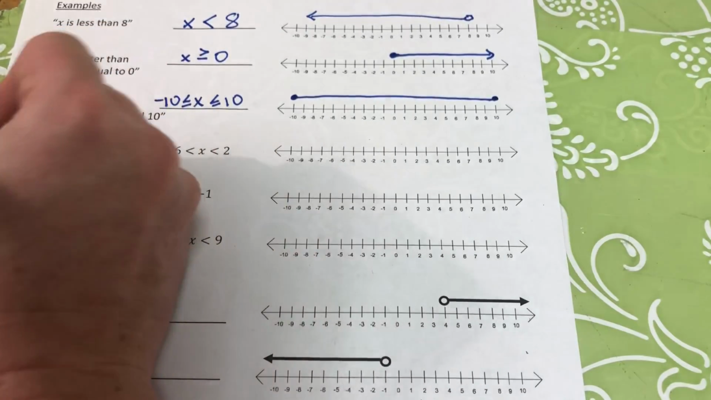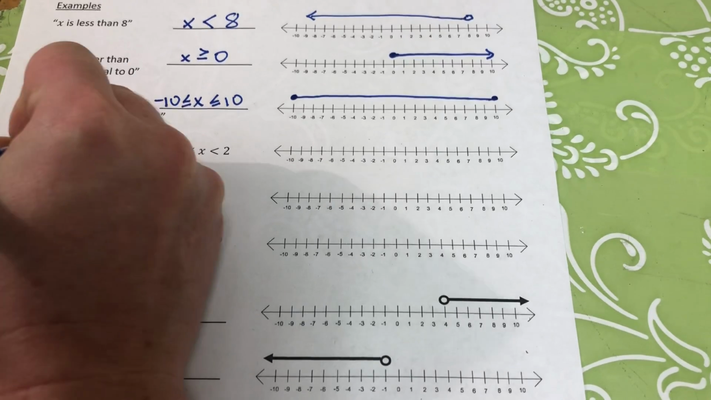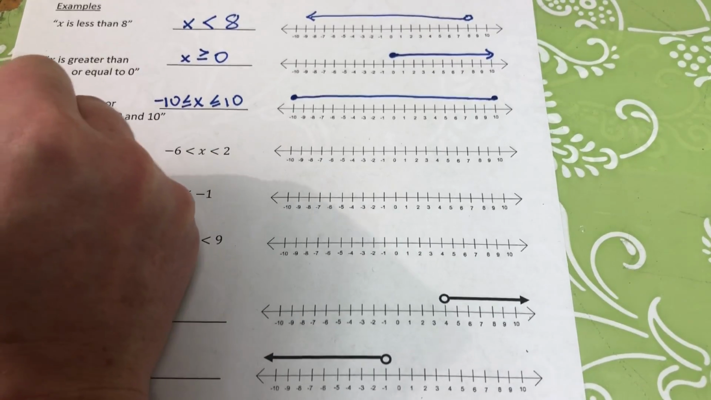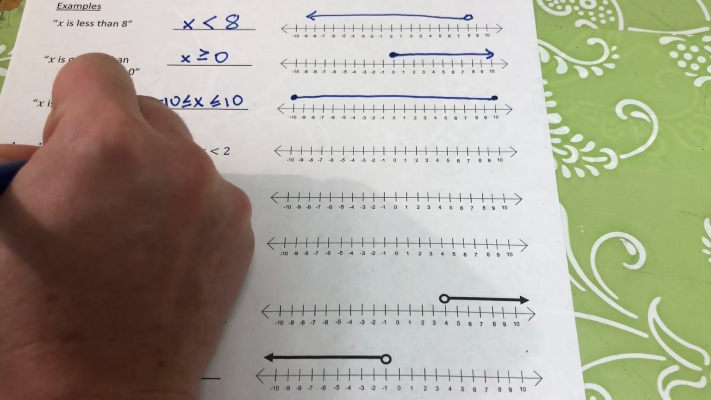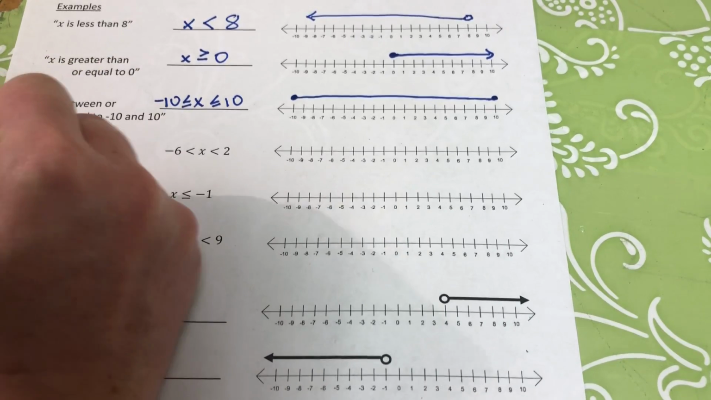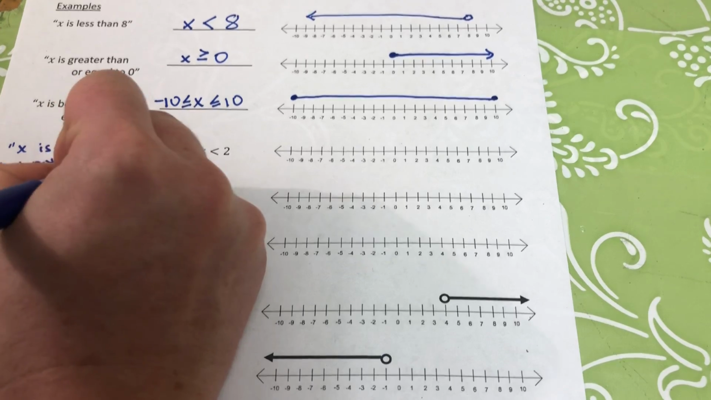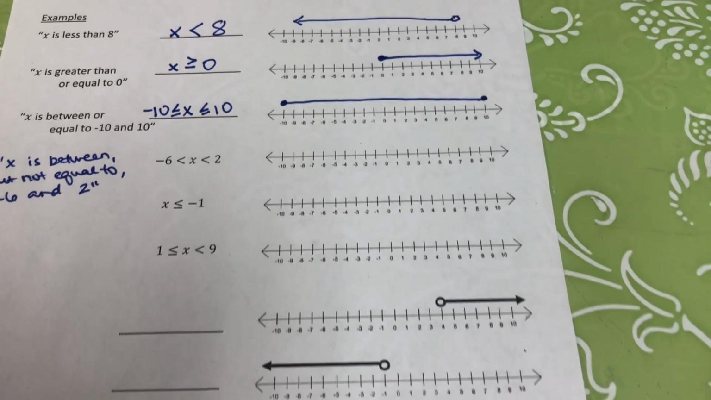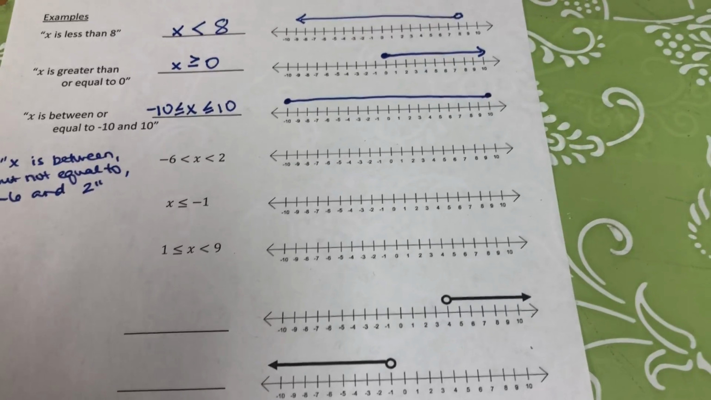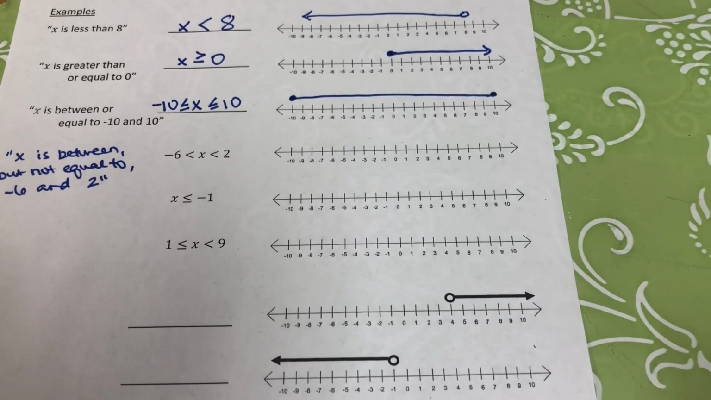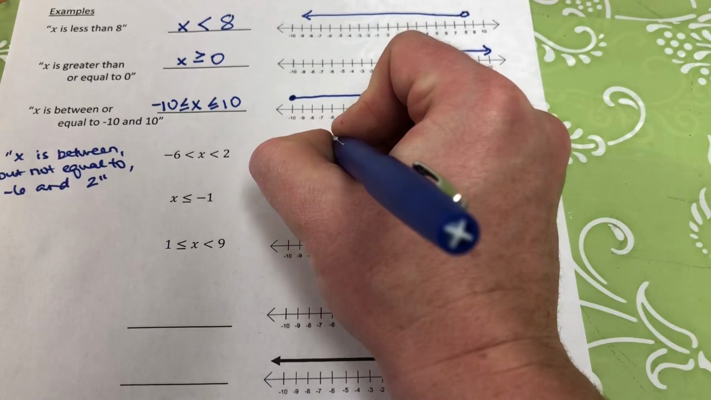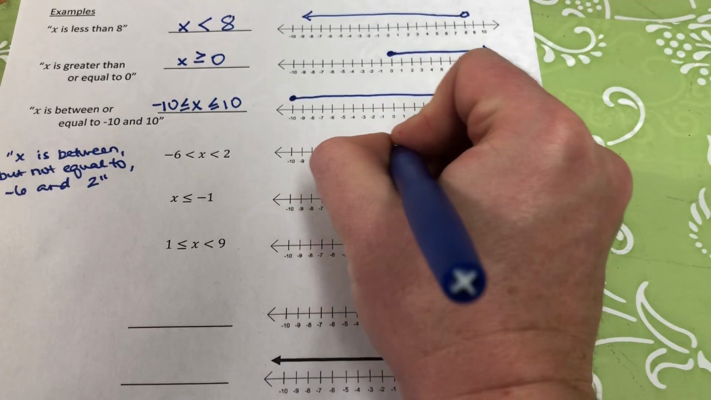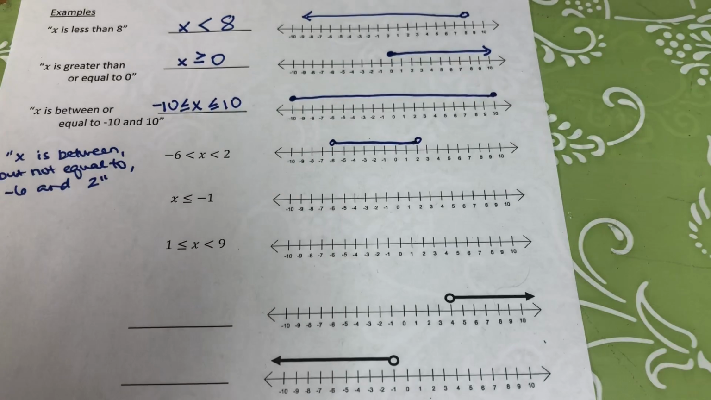So we say x is between but not equal to -6 and 2. So we know it's between them, but we also want to make a note that it's not equal to either of them. There's no equal sign there. And then when we make our number line, we've got open circles on either end. Make it very obvious, no arrows, and then a segment in between.